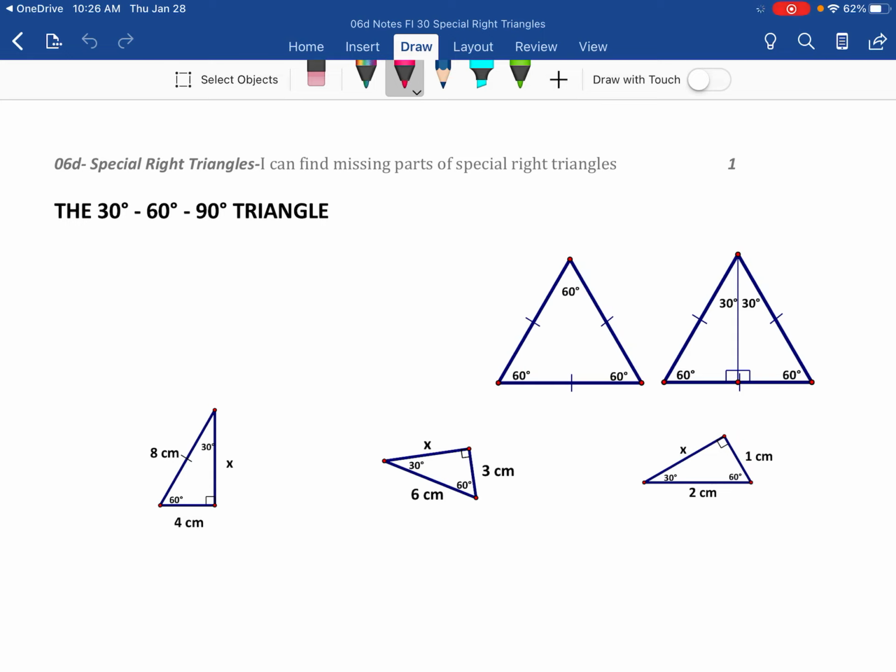Okay, we are going to look at our last set of special right triangles and these relationships. These are really important, especially with future math classes.